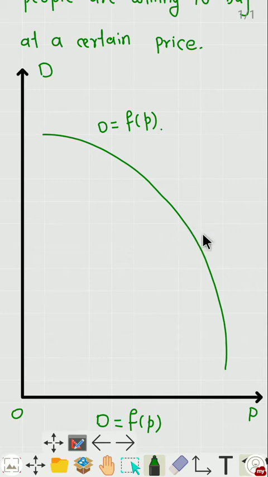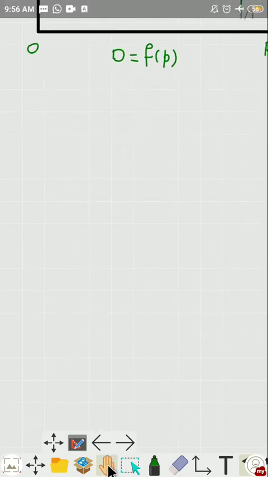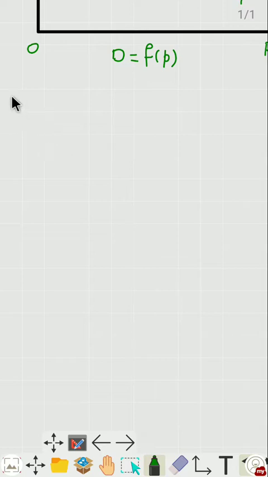Let us now define the next function. That function is called the supply function. The supply function refers to how much quantity of a product the market can offer.